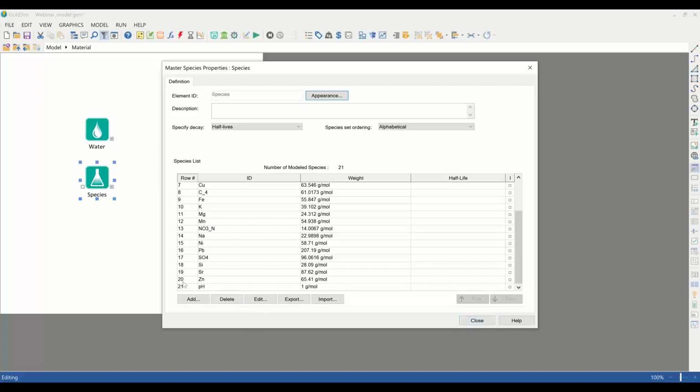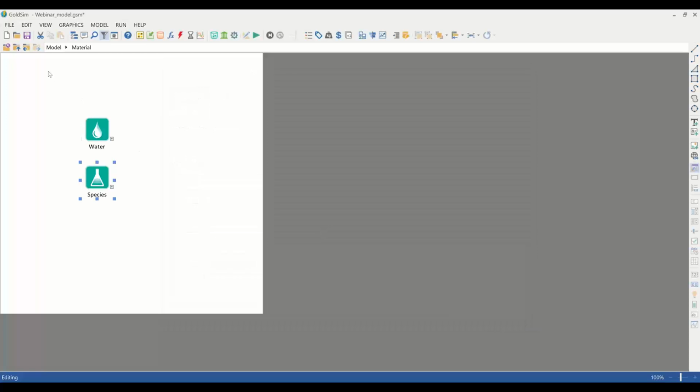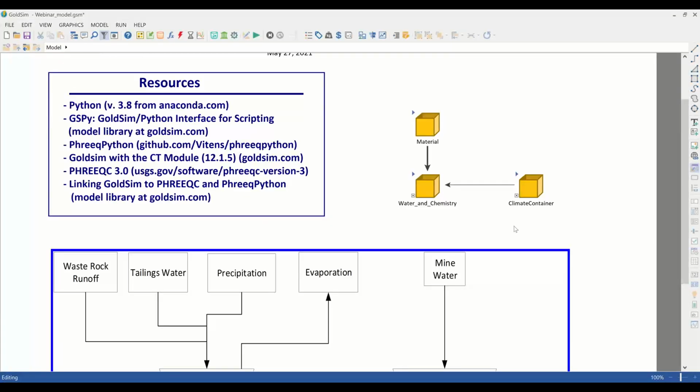So I've got 21 entries in my species vector, and that is another important consideration because the Python connection to Phreeqc has to know how many entries you have in this vector. In this case, I've got 21. And again, I'll get back to that when we look at the Python code. So I'm going to go back up into the main view of the model.